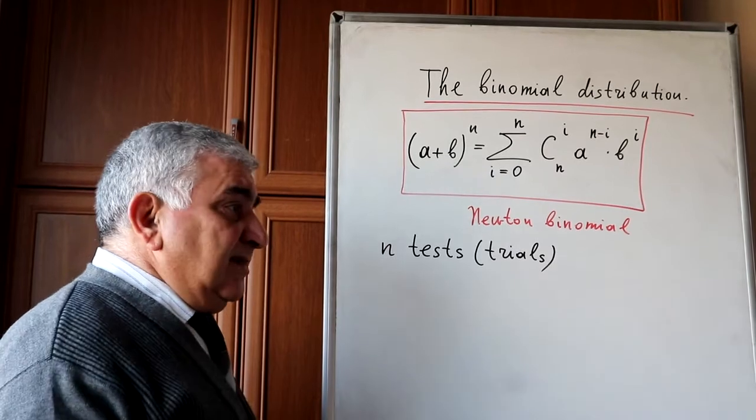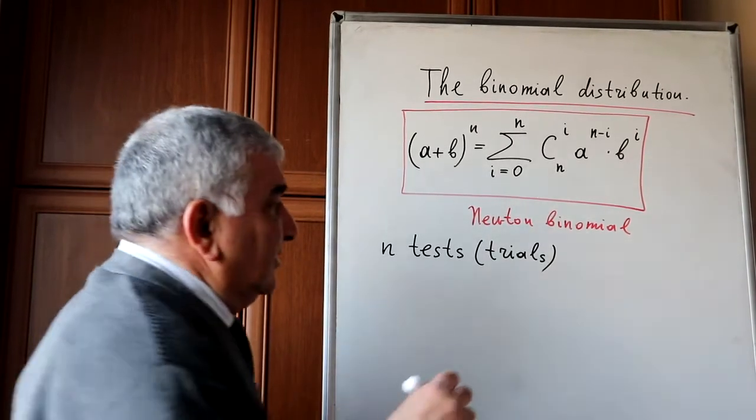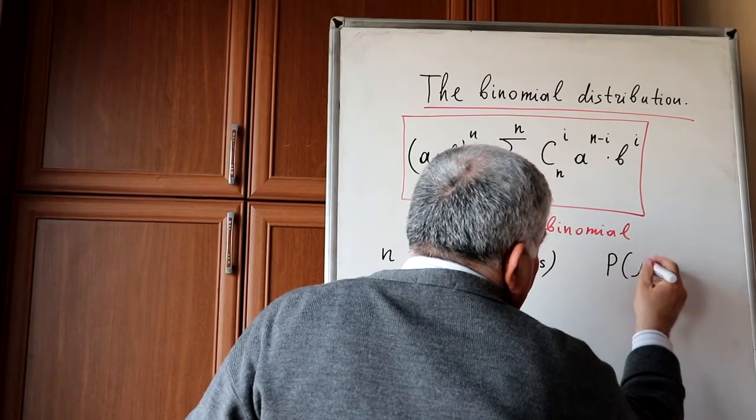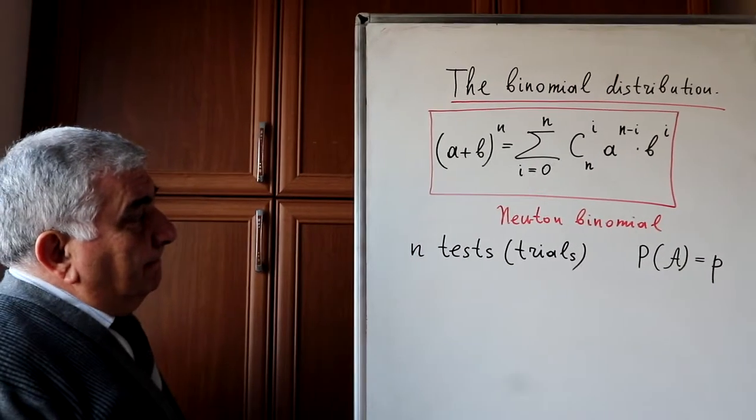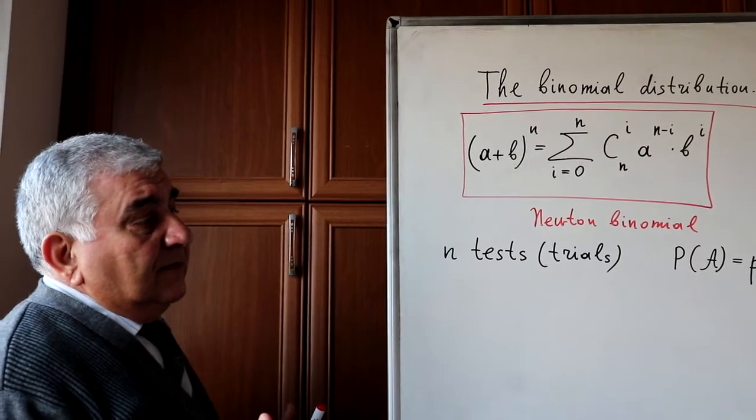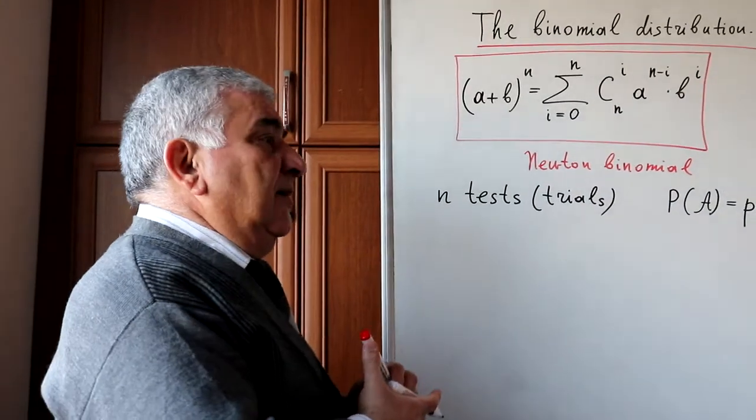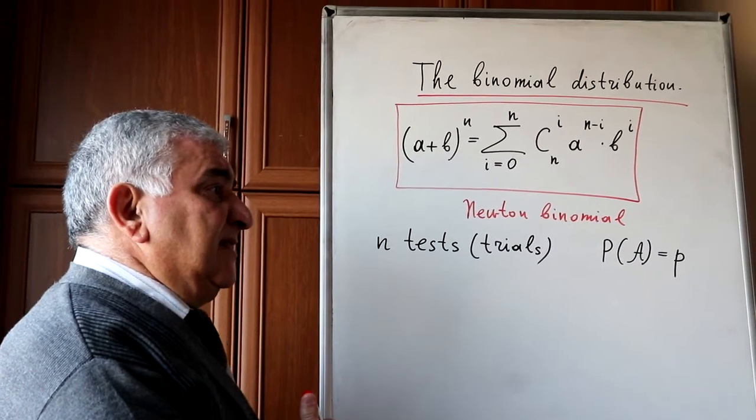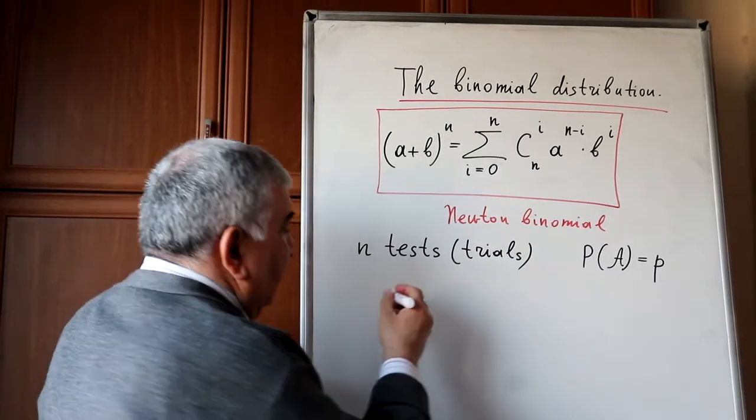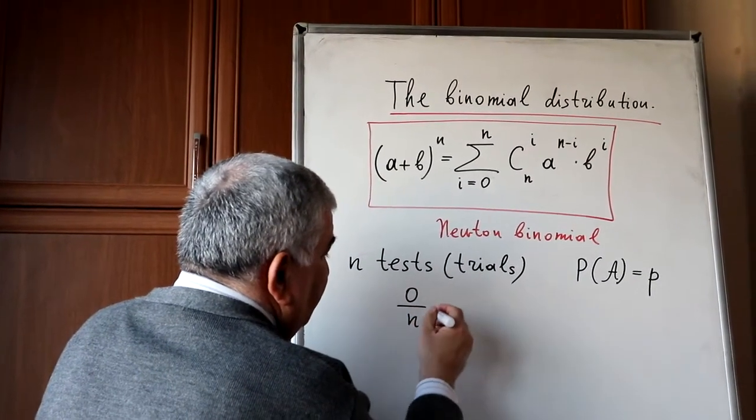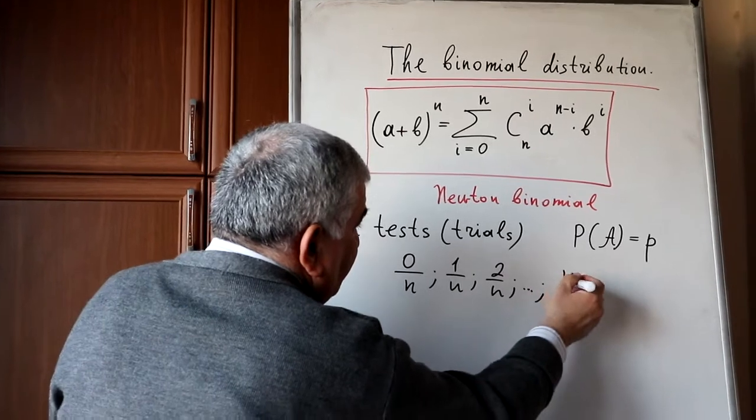And in each test, the probability of event A is p. P of A is p little. And then consider the discrete random variable for which this variable can take the following values: 0 over n, 1 over n, 2 over n, etc., n over n.